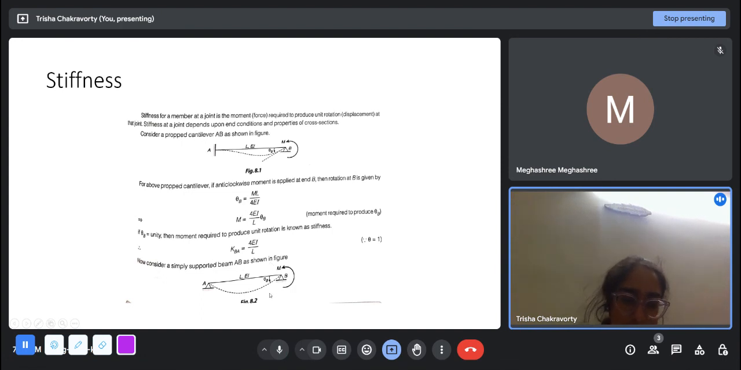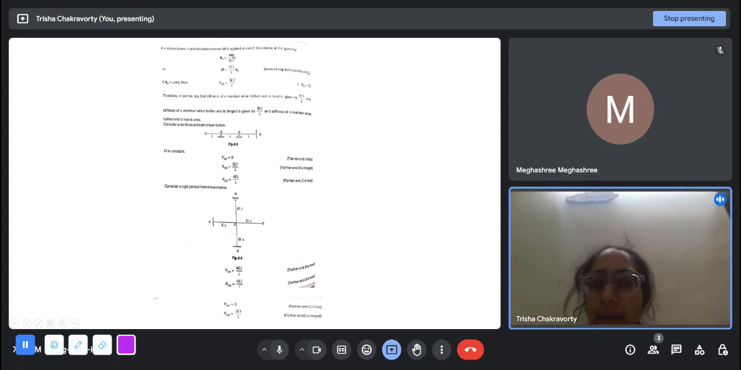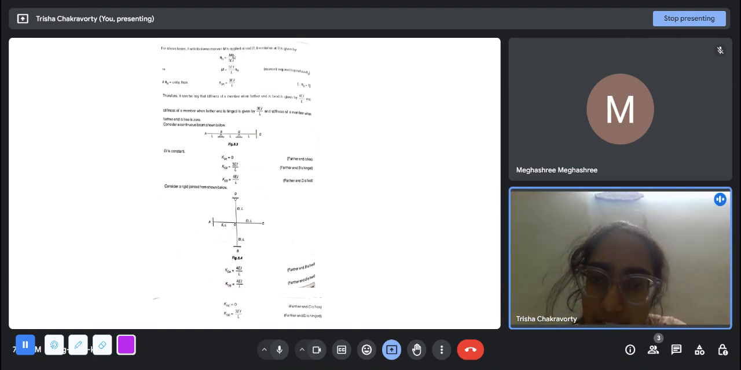Again, we will do the same thing. We will apply a moment M and we will calculate theta B. This theta B we will see as ML by 3EI. So KBA is 3EI by L.